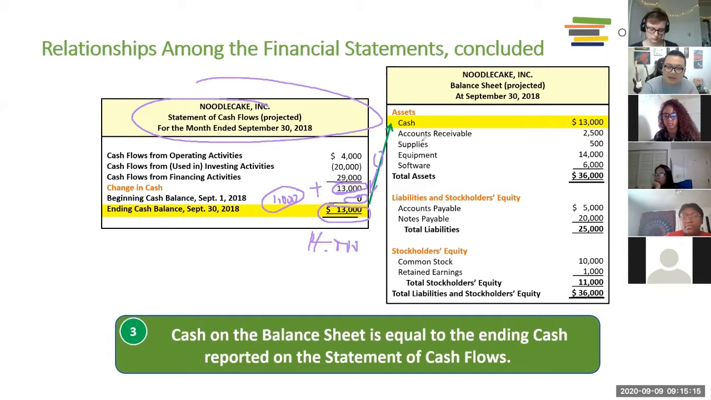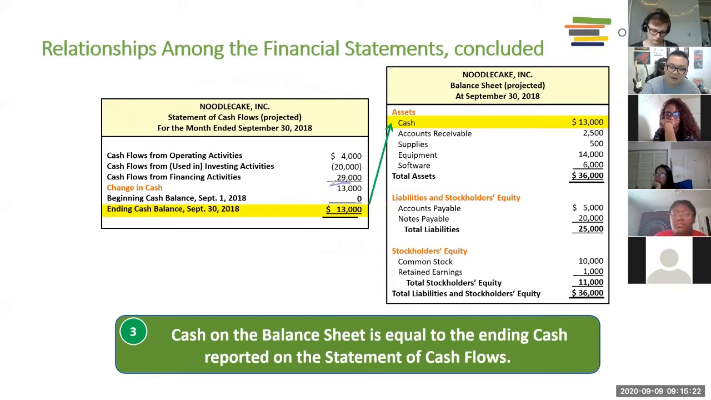Some students may think, because they directly see the change in cash in our example here, that the change in cash is exactly equal to the ending cash balance. So they may think the cash you need to draw from the balance sheet is equal to the change in cash. That's not the case. You need to get the ending balance of your cash in order to put it on your balance sheet right here. I don't know whether I answered your question correctly.